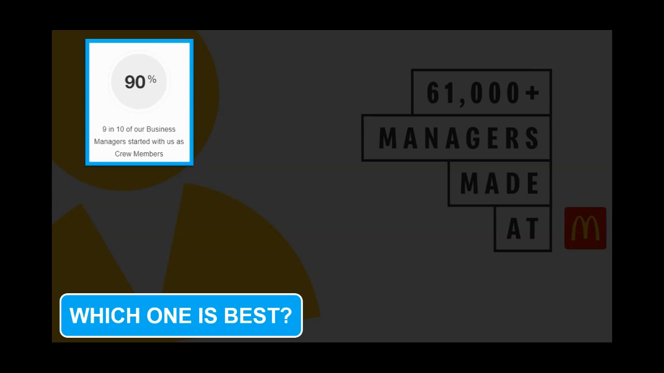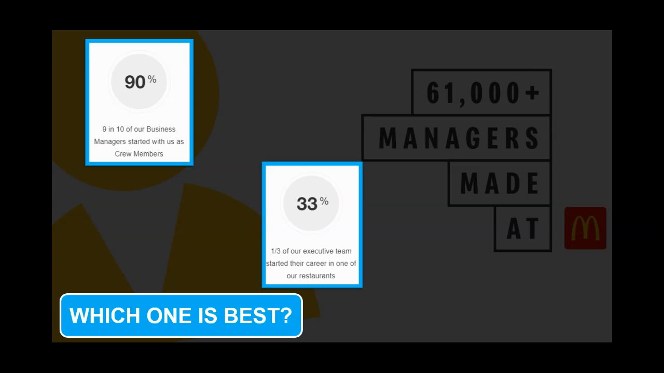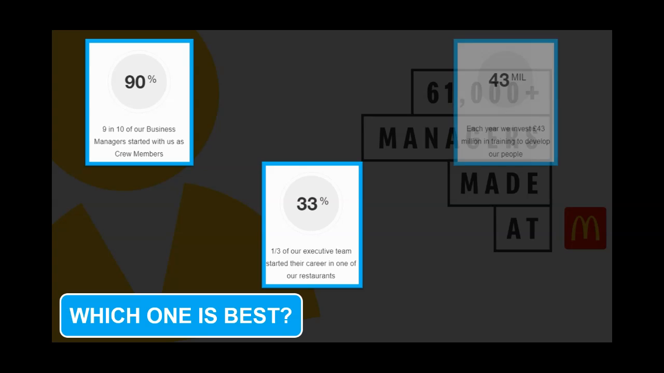McDonald's actively promotes the fact that 90% of their business managers started with the business as crew members, and that 1/3 of their executive team started their career in their restaurant. They also promote the fact that they spend £43 million annually on training and developing existing employees.